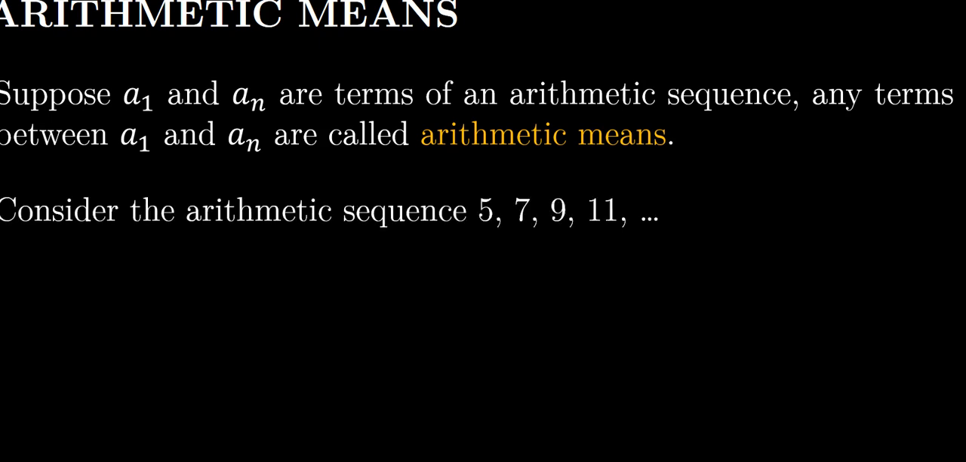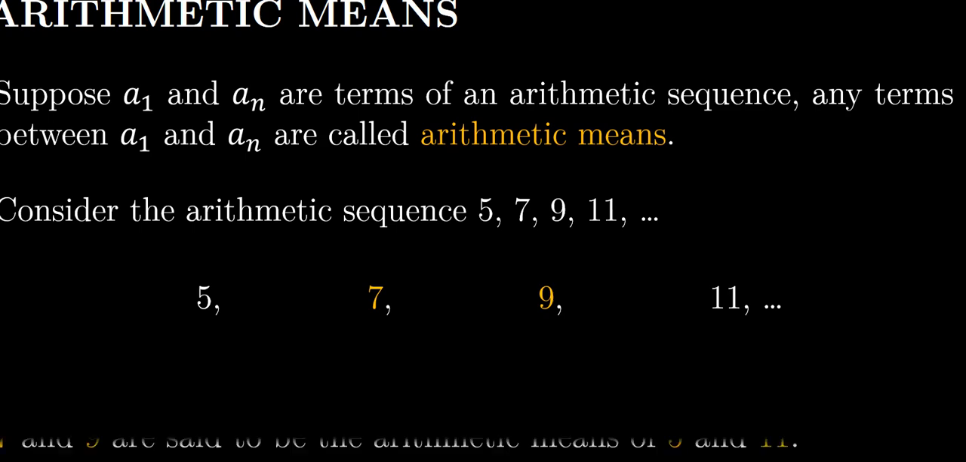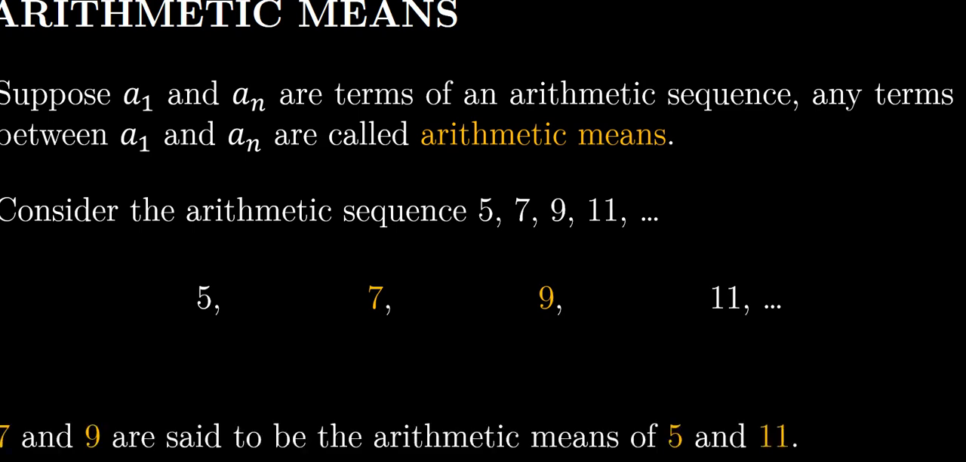So consider the sequence 5, 7, 9, 11. Let's consider 5 and 11. We say that 7 and 9 are said to be the arithmetic means of 5 and 11 because 7 and 9 are the middle terms of 5 and 11. So that is just the concept of arithmetic means.